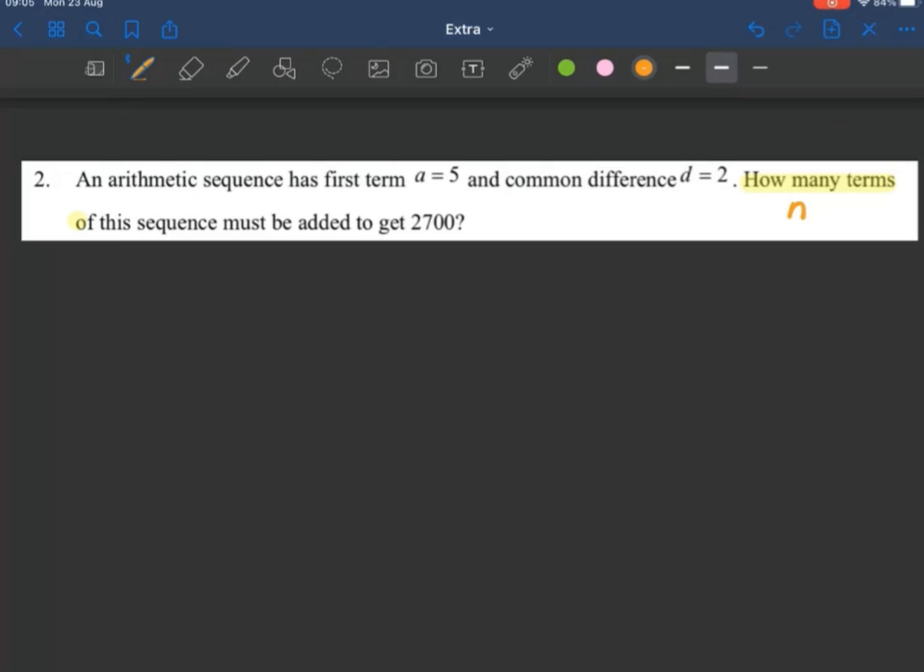So 2700 is our SN. Must be added, so we add all the terms and we get 2700. So that is your SN. So just use the formula and we get the answer.